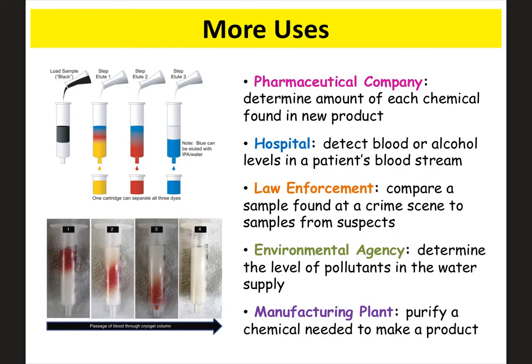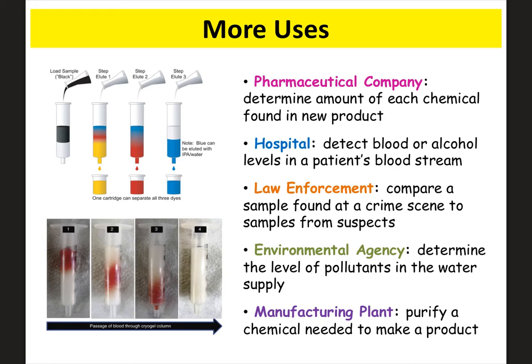There are a lot of other uses for chromatography, including being used by pharmaceutical companies to determine the amount of chemicals in a new product. It could be used to determine the alcohol level in a person's bloodstream. You could even use it to figure out the level of pollutants in a particular water sample. It's also useful in purifying substances, maybe in the manufacturing industry.